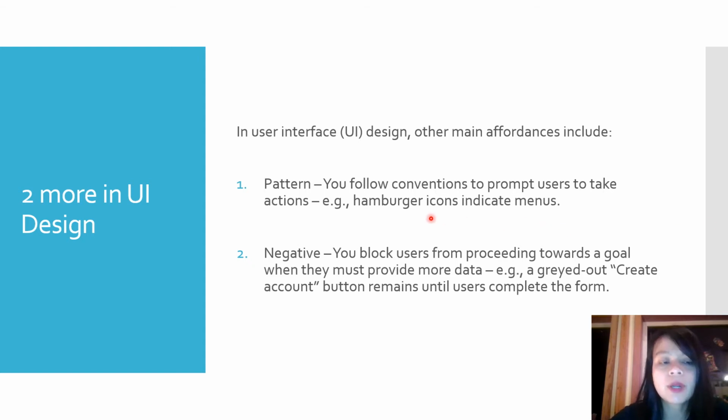All right, so two more in UI design, and there's pattern. You follow conventions to prompt users to take actions. So hamburger icons indicate menus. So like on your phone, you have those three lines. You click on it, you expect the drop-down menu to show up. There's also negative. You can block users from proceeding towards a goal when they must provide more data, like a grayed out create account or grayed out next means they haven't done what they need to do yet, so they can't click on it yet.